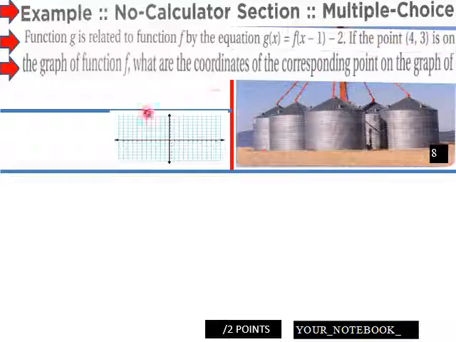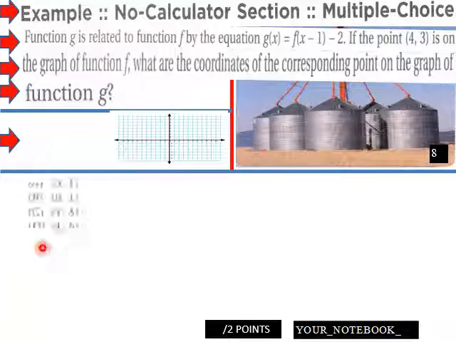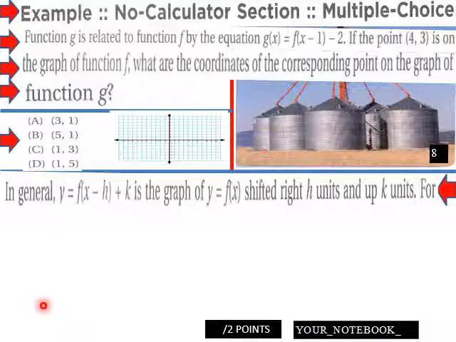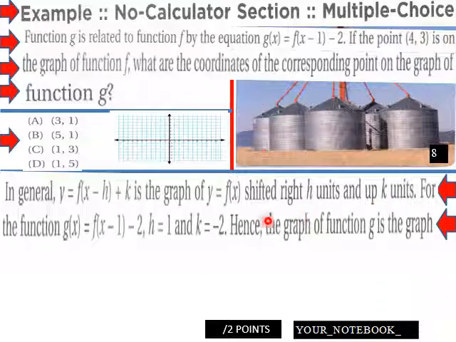If the point (4, 3) is on the graph of function f, what are the coordinates of the corresponding point on the graph of function g? Here are our possibilities. In general, y equals f of (x minus h) plus k is the graph of y equals f of x shifted h units right and up k units. For the function g of x equals f of (x minus 1) minus 2, h equals 1, and k equals -2.